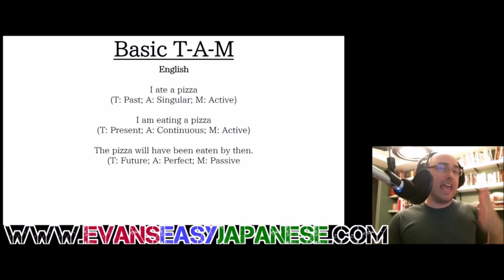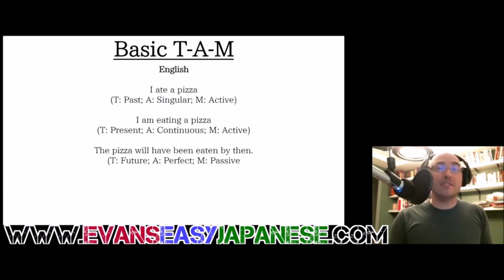It's not just that I am eating right now. I started eating earlier and I will continue into the future. So this is a continuous. Sometimes it's called a progressive. And once again, the subject is doing the action. Ergo, it is active. The pizza will have been eaten by them. The pizza is the subject, but it's not doing the eating. It will be eaten, right? So it's passive. The mood is passive.